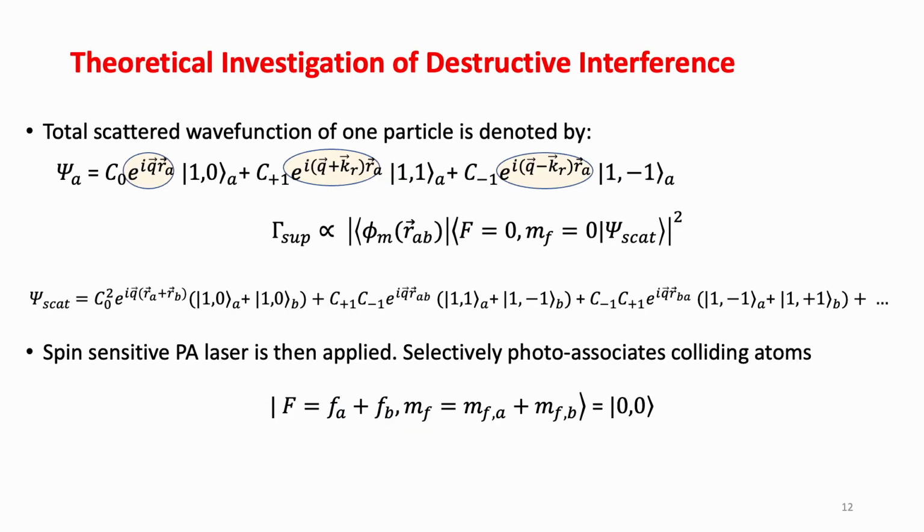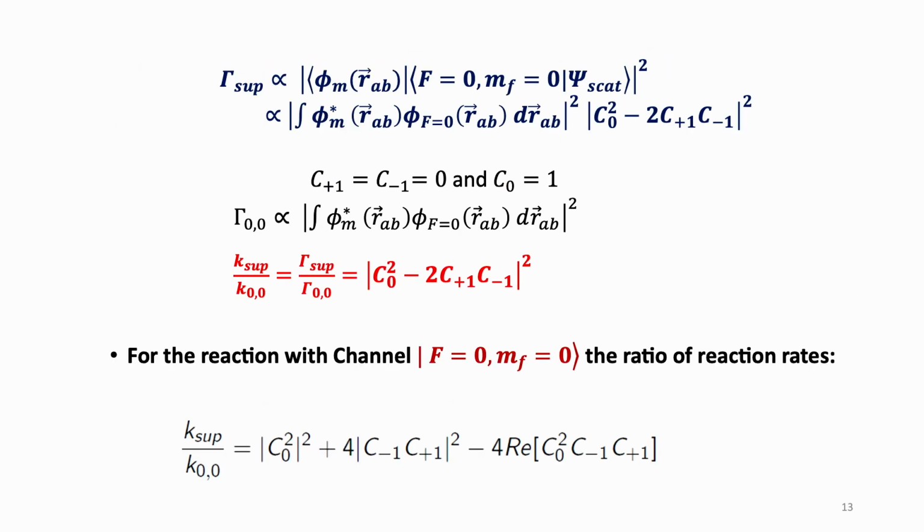I will not go through the math, but let's look at the rate of the reaction normalized to the one without superposition. The C0, C+1, C-1 are the coefficients of the wave function. And when you calculate the rate of this reaction, you see this minus sign here, which means there is a destructive interference in this reaction for this particular spin configuration.